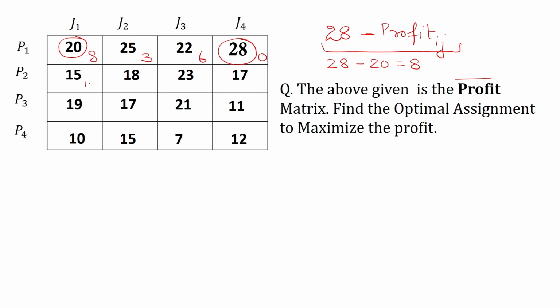28 minus 15 is 13. 28 minus 18 is 10. 28 minus 23 is 5. So you do this for the entire matrix. Identify the maximum element. From the maximum element, subtract each and every entry.